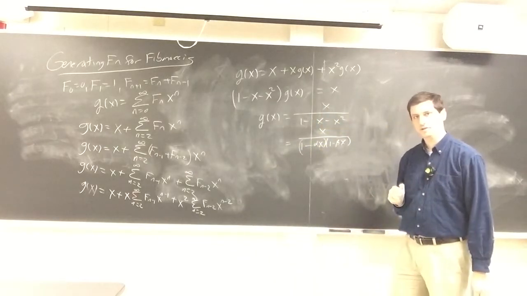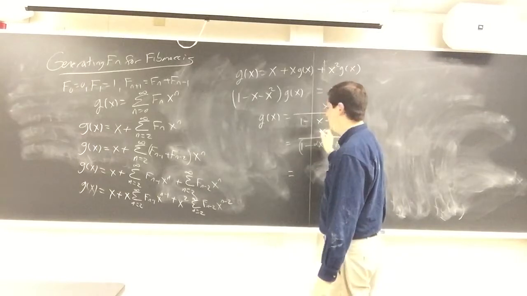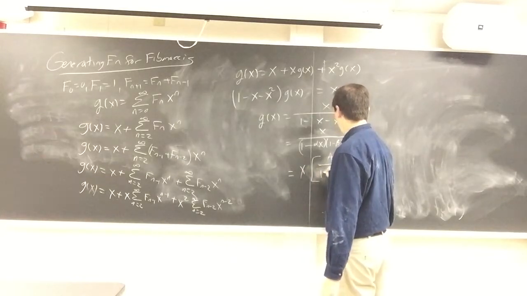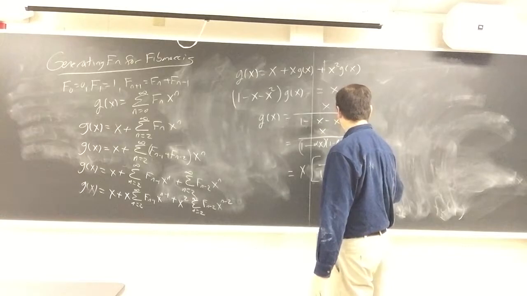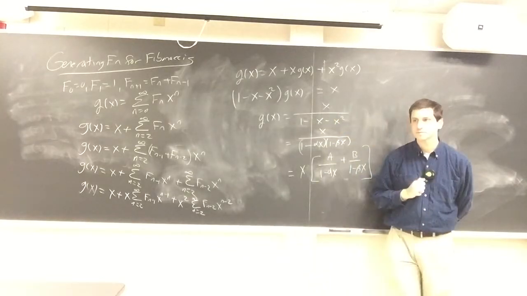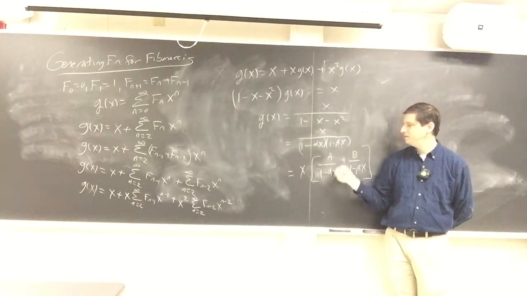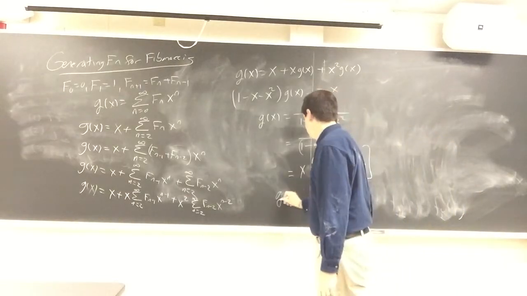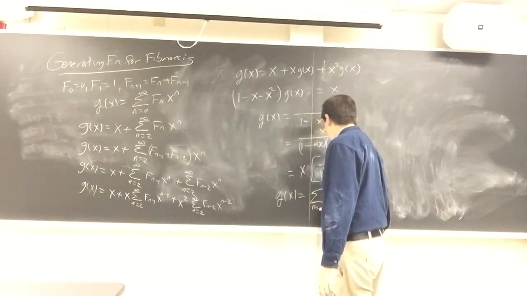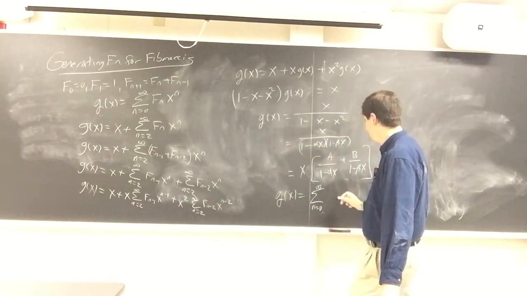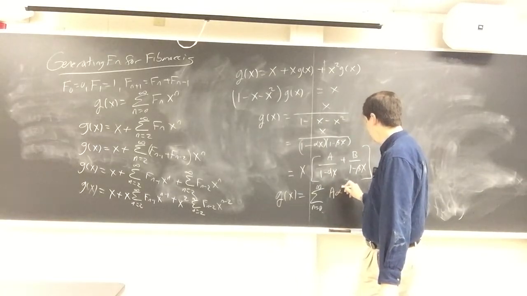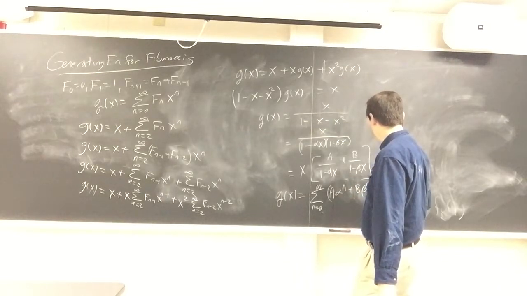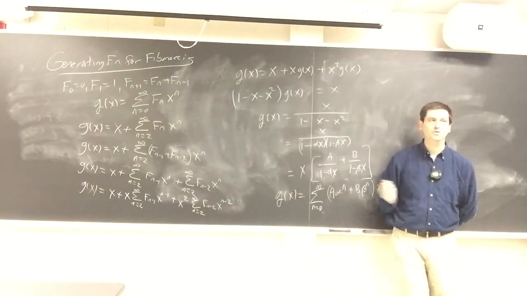You will factor. And now by using partial fractions, we'll have an x, and so we'll get x times (a over 1 minus alpha x plus b over 1 minus beta x). And then you can just figure out what a and b are in terms of alpha and beta. And now you can use the geometric series formula. And now you'll get that g(x) is a sum, n goes from 0 to infinity, of (a alpha^n plus b beta^n) x^{n+1}. And now you can just match, and those will be your Fibonaccis.